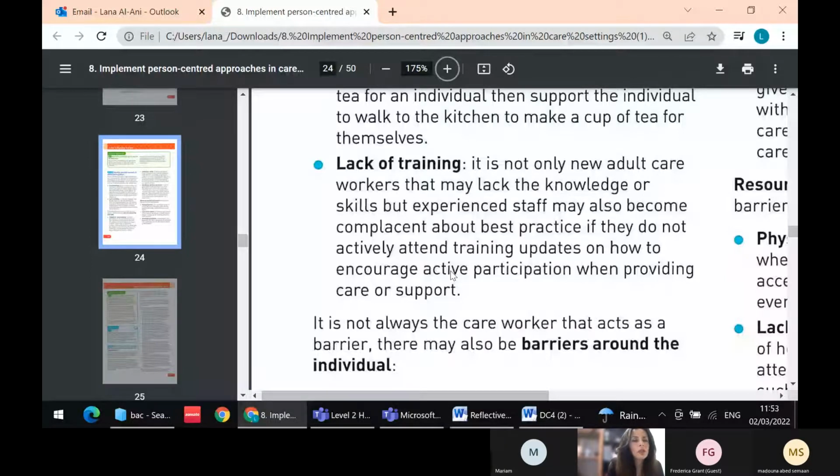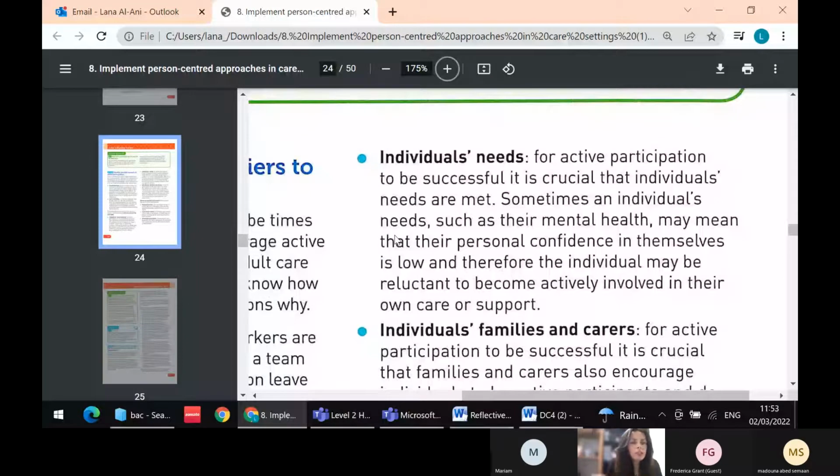Another barrier could be related to the people who get the support themselves. First of all is the individual needs. For active participation to be successful, it is crucial that the needs are met. Sometimes if they have mental health issues, maybe their confidence in themselves is very low, and that will affect their needs to actively participate. They will be withdrawn, they wouldn't participate.